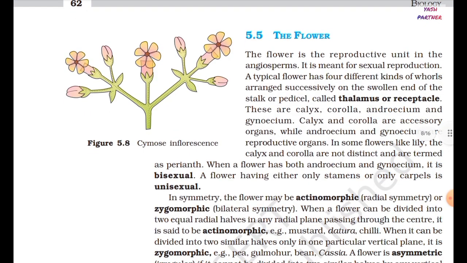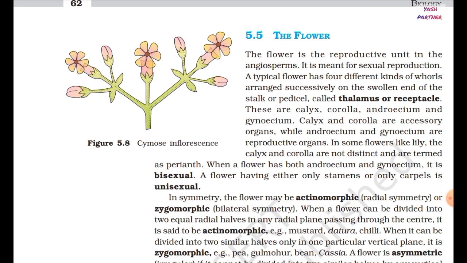5.5 The flower. The flower is the reproductive unit in the angiosperms. It is meant for sexual reproduction. A typical flower has 4 different kinds of whorls arranged successively on the swollen end of the stalk or pedicel, called thalamus or receptacle. These are calyx, corolla, androecium and gynoecium. Calyx and corolla are accessory organs while androecium and gynoecium are reproductive organs. In some flowers like lily, the calyx and corolla are not distinct and are termed as perianth.